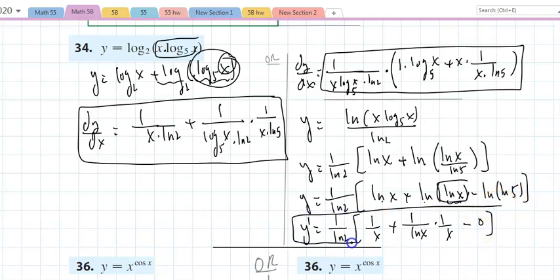You could write the answer in so many different ways. There it is. Now here, if you start simplifying, writing this as natural log of x over natural log of 5, and distribute, you'll get the same answer. I'm going to stop this video here.